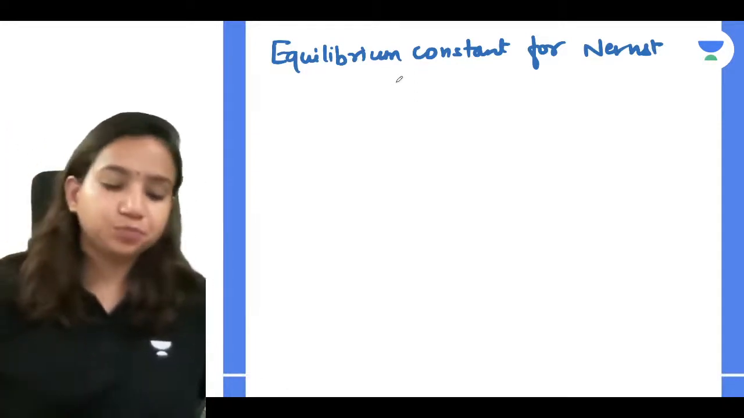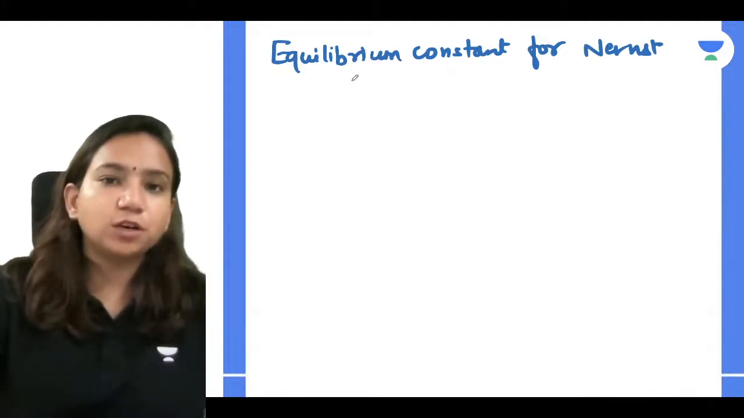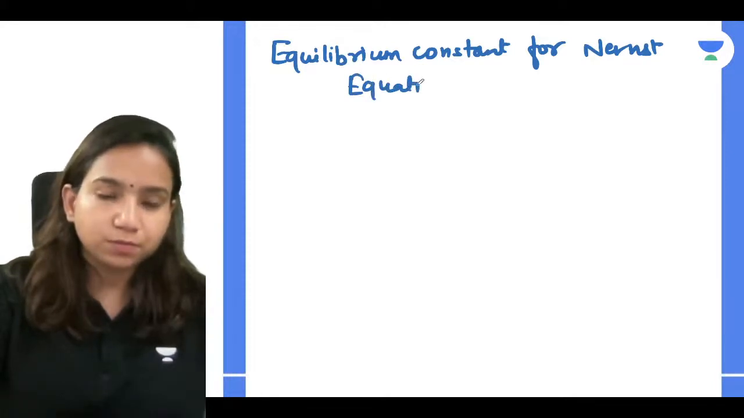So the equilibrium constant for the Nernst equation, how we can find it out.